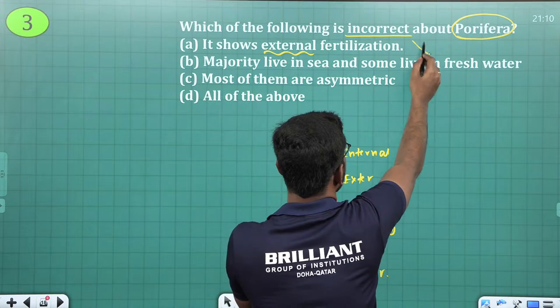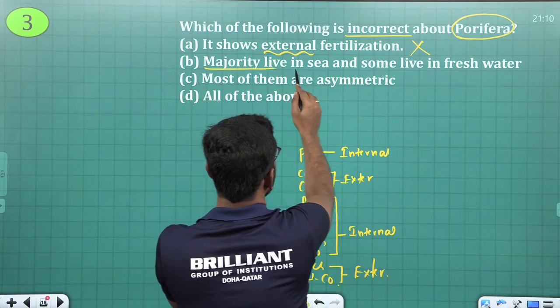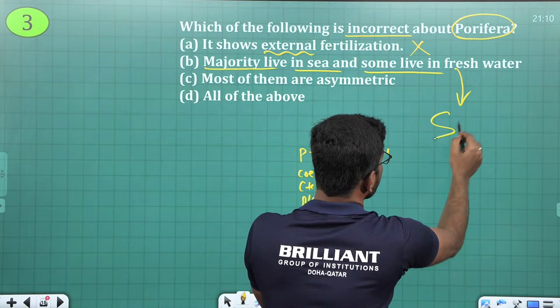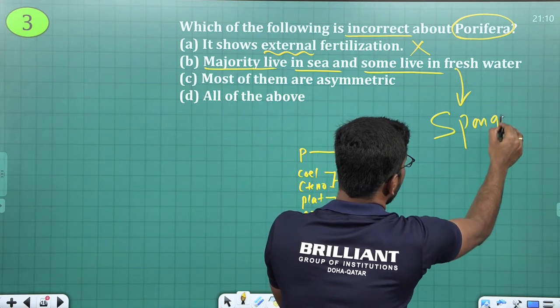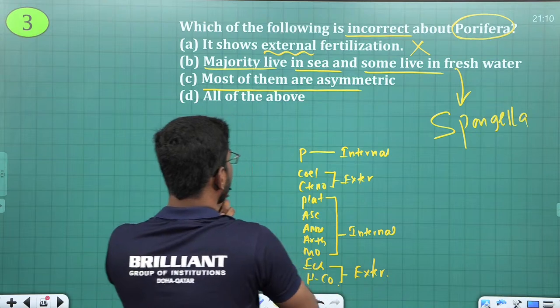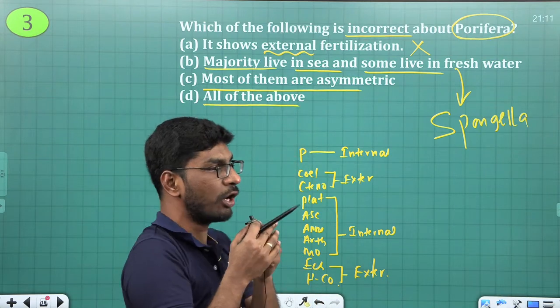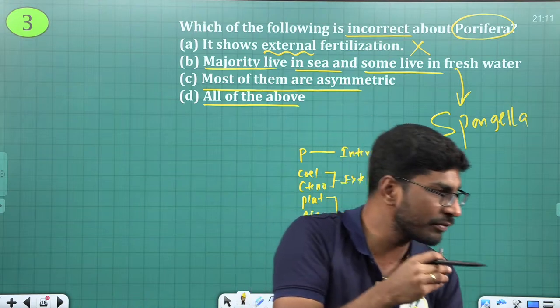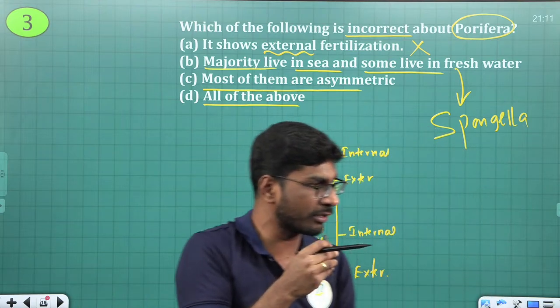So it is an incorrect statement. Majority live in the sea and they live in fresh water, I said what? Spongilla is the example of a freshwater sponge. Most of them are asymmetric. Yes, so the given answer is option A: they do not show external fertilization, they show internal fertilization. Right, Kavya, very good, good, very good.